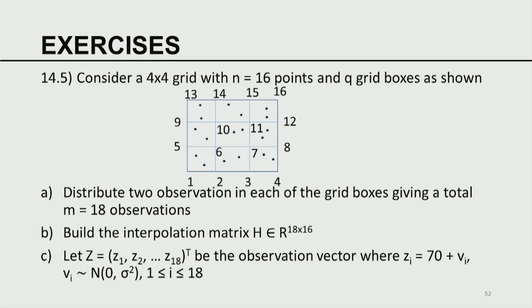I would like to now combine a couple of problems. You consider the 4D grid with 16 points. I am given 2 observations at each location. So distribute 2 observations to each of the grid boxes. M is equal to 18 observations. There are 16 points. It is an overdetermined system. Build the interpolation matrix H, which is 18 by 16. Create artificially 18 observations of temperature. Let us assume Zi is equal to 70 plus Vi. Vi is the random noise for i equal to 1 to 18. So we have 18 observations. You have the matrix H.